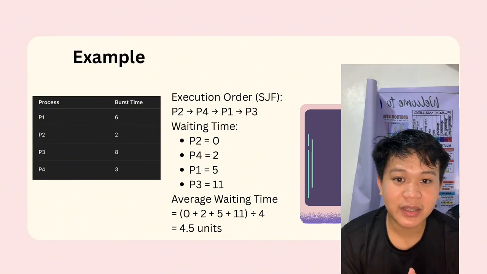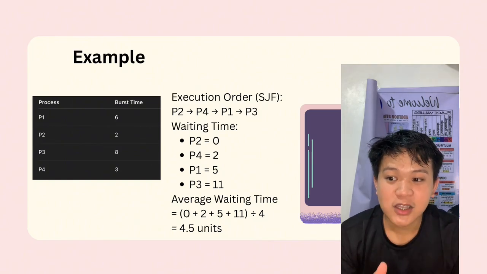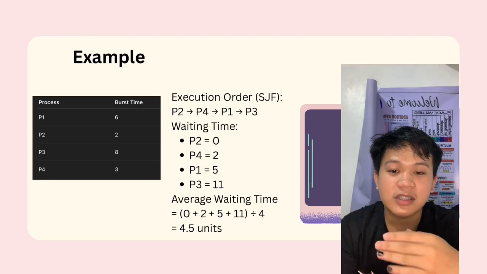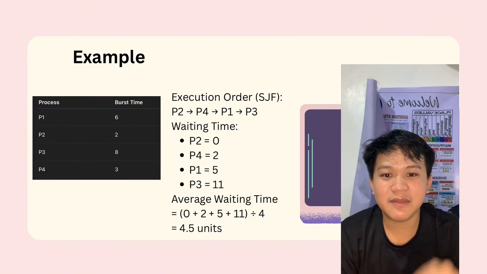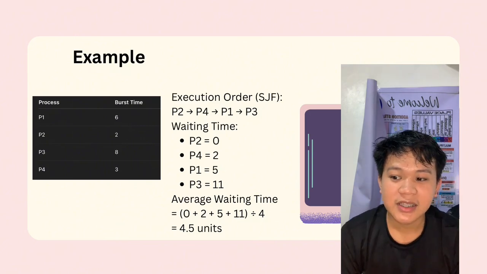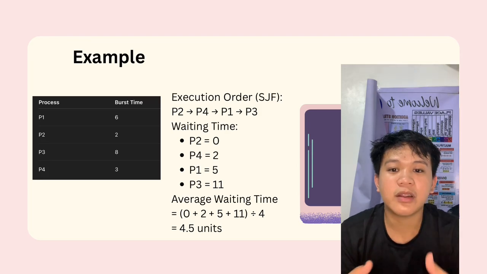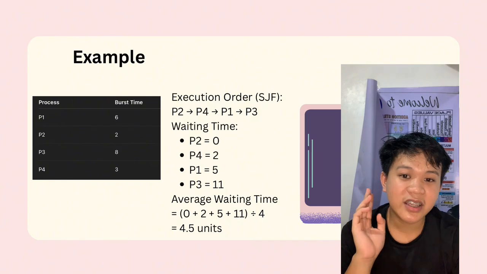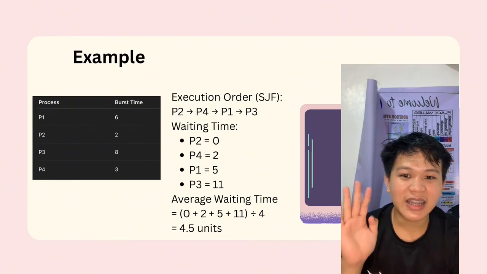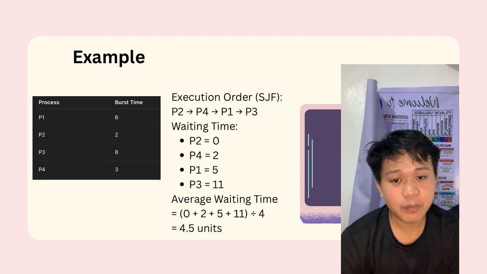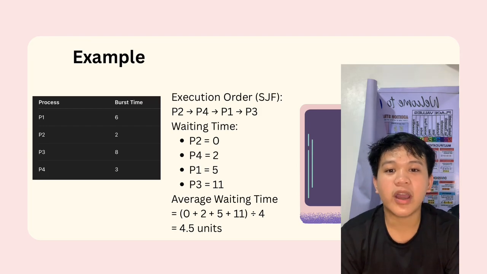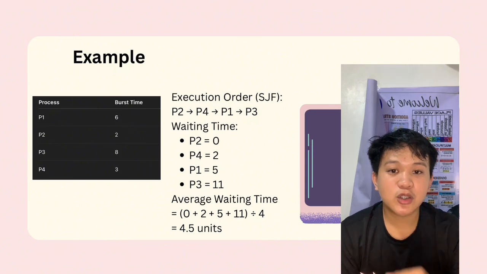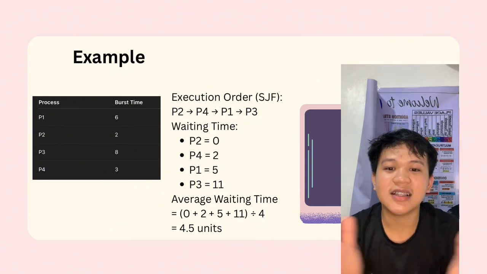Now the waiting time. P2 executes first, so its waiting time is 0. P4 waits while P2 is executing, so its waiting time is 2. Then we have P1. P1 will wait while P2 and P4 are running, so its waiting time is 2 plus 3 equals 5. Let's have the last one, P3. P3 will wait while P2, P4, and P1 are running, so its waiting time is 2 plus 3 plus 6, which equals 11.